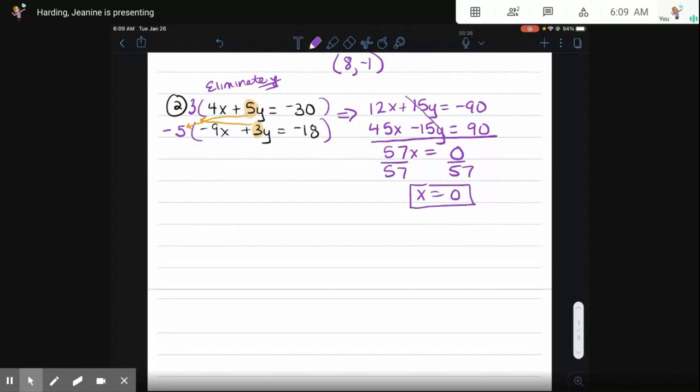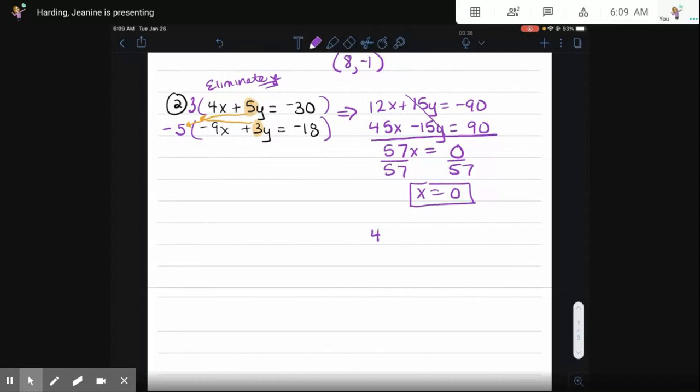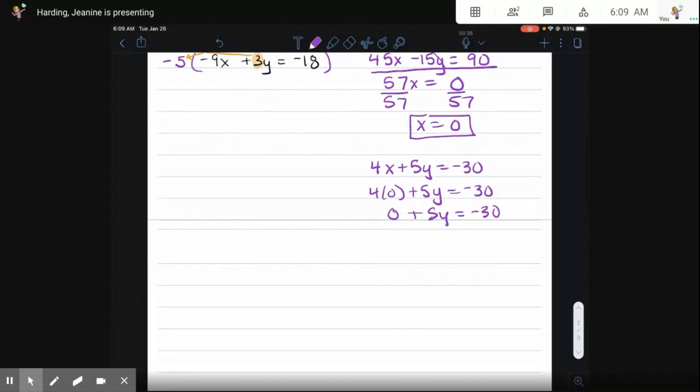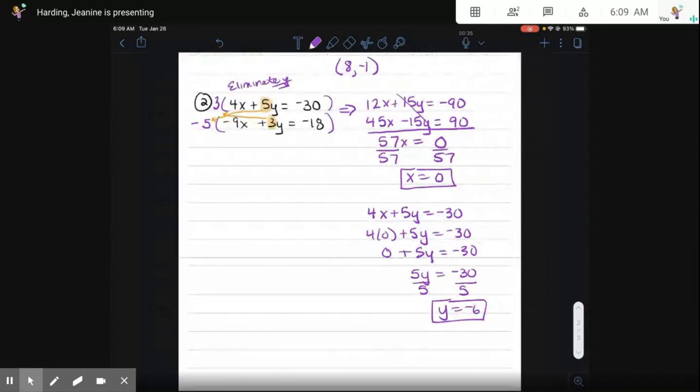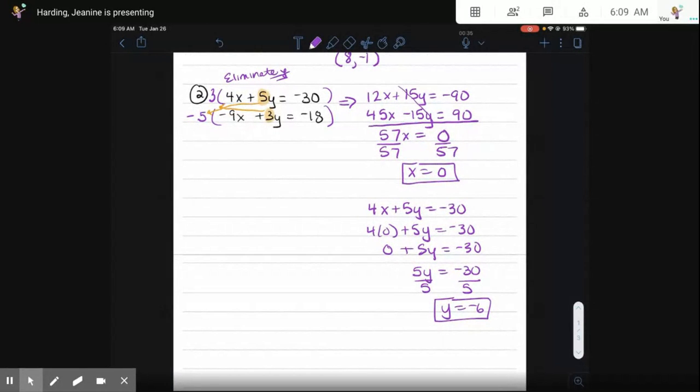Okay, now I'm going to plug back into one of the equations. I'm going to choose the top equation: 4x plus 5y equals negative 30. 4 times 0 plus 5y equals negative 30. 4 times 0 is 0, and 0 plus 5y is 5y. Divide both sides by 5, and you get y equals negative 6. Okay, again, you could check that using GeoGebra. I encourage you to do that.